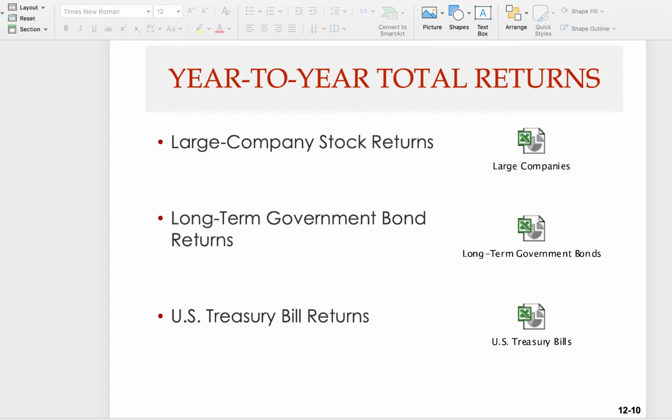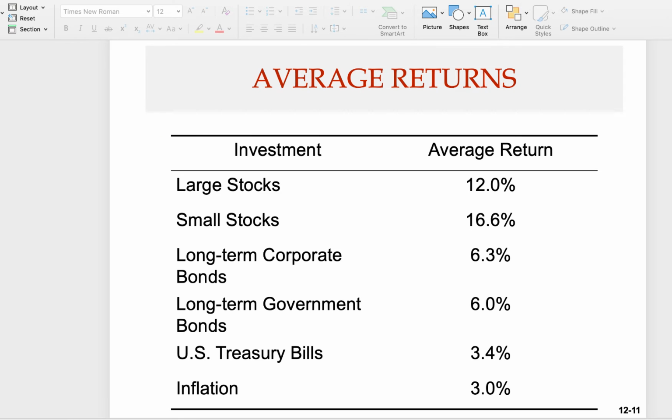Basically, what we're looking at here is the average return for large stocks, small stocks, long-term corporate bonds, long-term government bonds, and U.S. Treasury bills. So how do we calculate that average return? Well, it's very easy. It's the arithmetic average. All we're doing is summing up all the observed returns from 1926 to 2016, and then dividing by the number of observations.